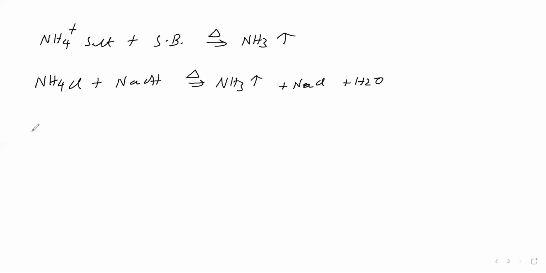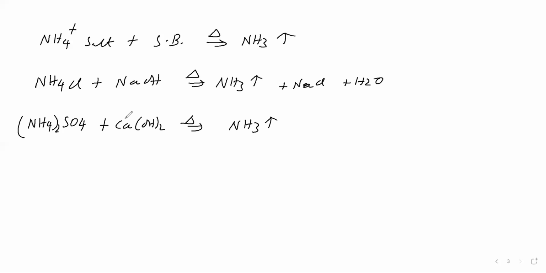Okay, another ammonium salt we will take. Suppose we take ammonium sulfate, and we add a strong base, suppose calcium hydroxide, and we heat. So ammonium salt on heating with a strong base, ammonia vapors will be liberated.